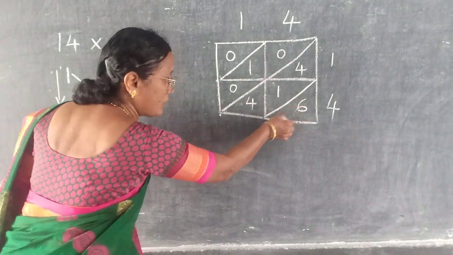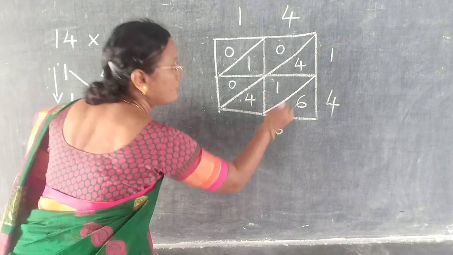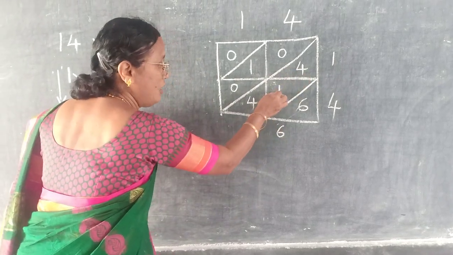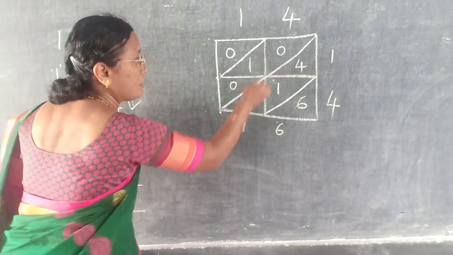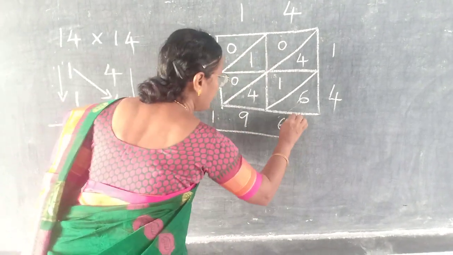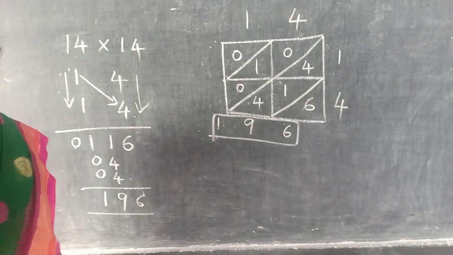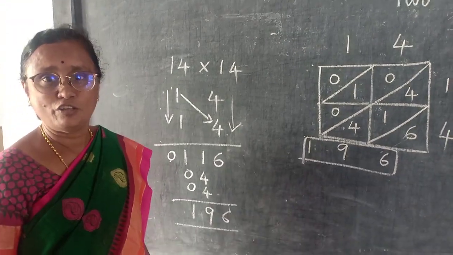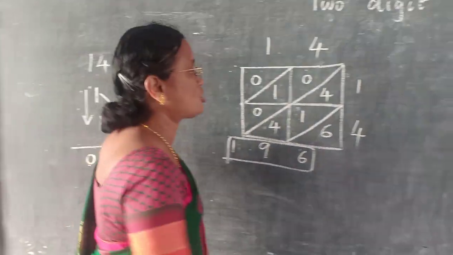So what do you have to write? The 6. 4 plus 1 is 5. 5 plus 4 is 9. 0 plus 1 plus 0 is 1. So 196. Do you follow or not? Next one.